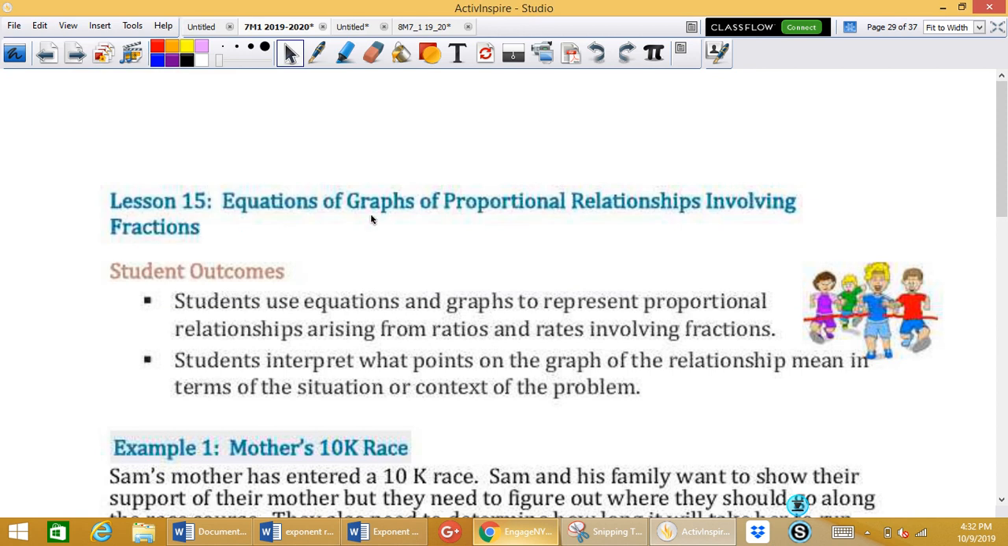Lesson 15, Equations of Graphs of Proportional Relationships Involving Fractions. Students use equations and graphs to represent proportional relationships arising from ratios and rates involving fractions. Students interpret what points on the graph of the relationship mean in terms of the situation or the context of the problem.